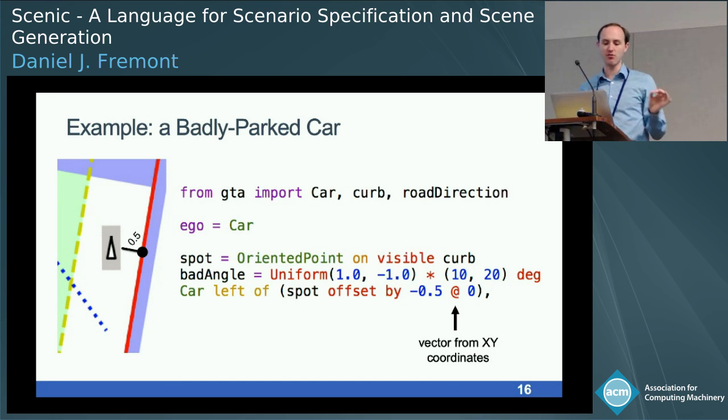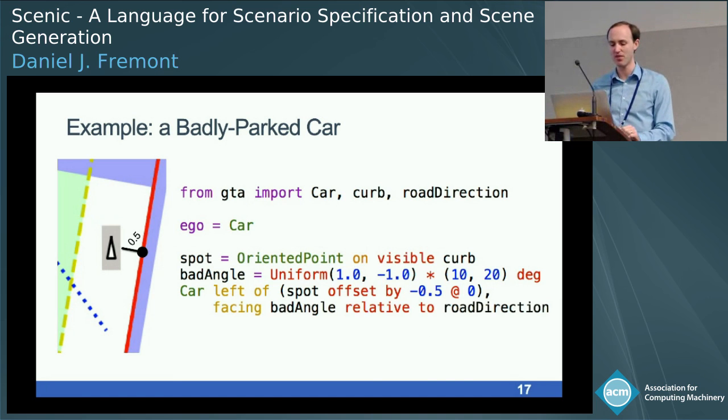And notice, in order to position the car half a meter from the curb, I actually want its right edge to be half a meter away, which requires knowing how wide the car is. So Scenic here will work out, it actually has to sample the width of the car in order to evaluate this expression. We'll come back to that in just a second. Finally, I want the car to be facing that funny angle, but again, not in the global coordinate system, relative to the direction of the road.